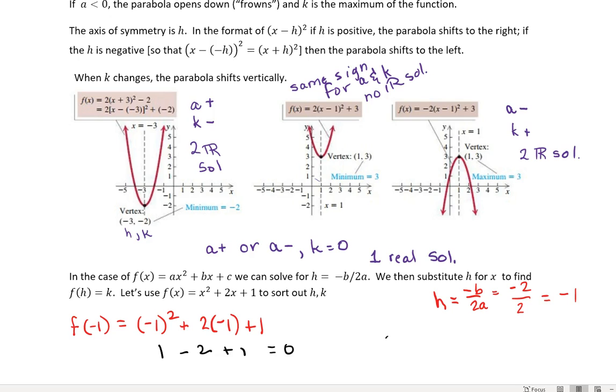So my ordered pair for my vertex, my h and my k, is going to be negative 1, 0. And because this is a 0, I'm going to have exactly one solution. I'm going to have one point where it touches the intercept. I'm actually going to stop here and pick up in our next video.